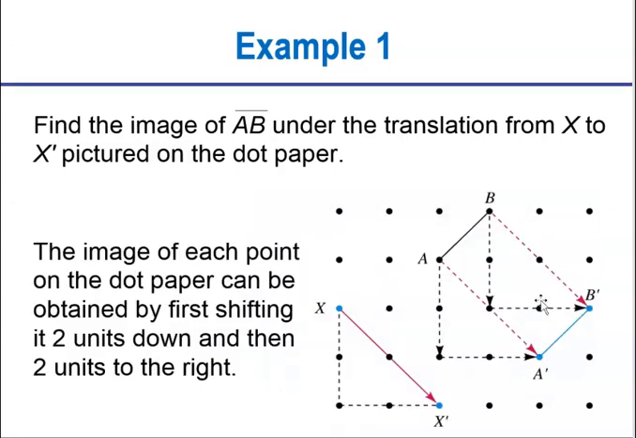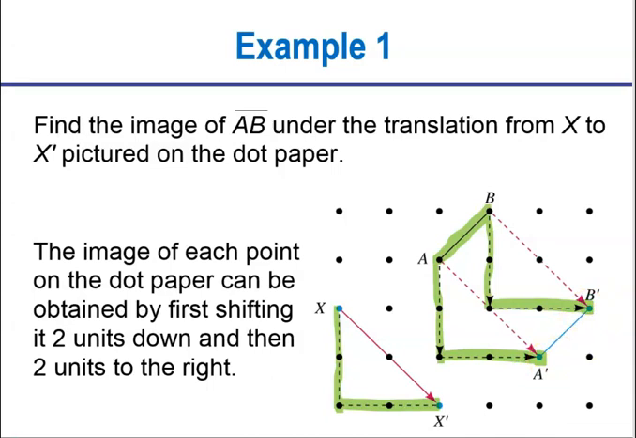And here is the textbook's explanation, which is great. The image of each point on the dot paper can be obtained by first shifting it 2 units down. So again, here was the original, or the pre-image. And this is our vector. So we moved 2 units down and then 2 units to the right. So we did that with both points. Again, A, we moved 2 units down, 2 units to the right, and that gave us A primed. And then B, we moved 2 units down and 2 units to the right, and that's B primed. And you see your image is copied A primed to B primed in blue.